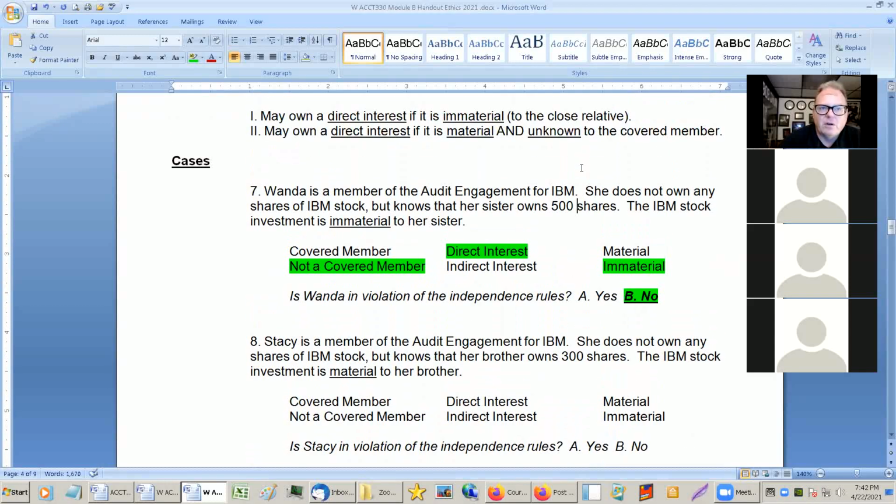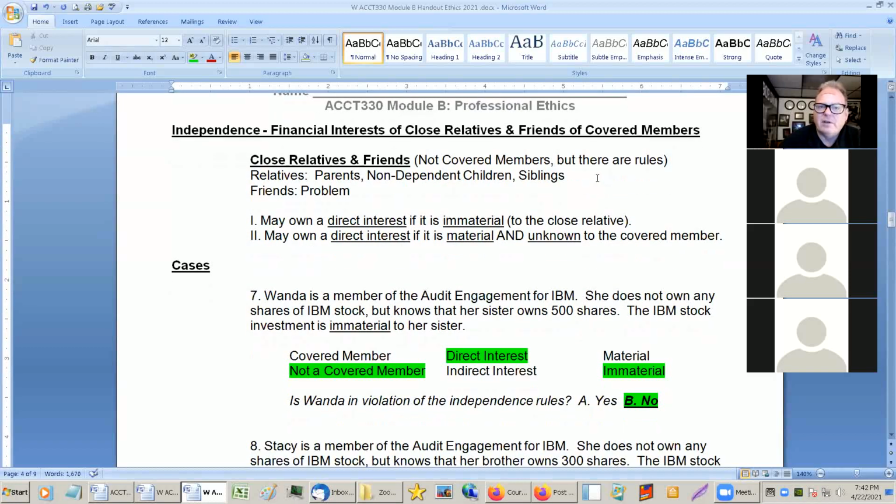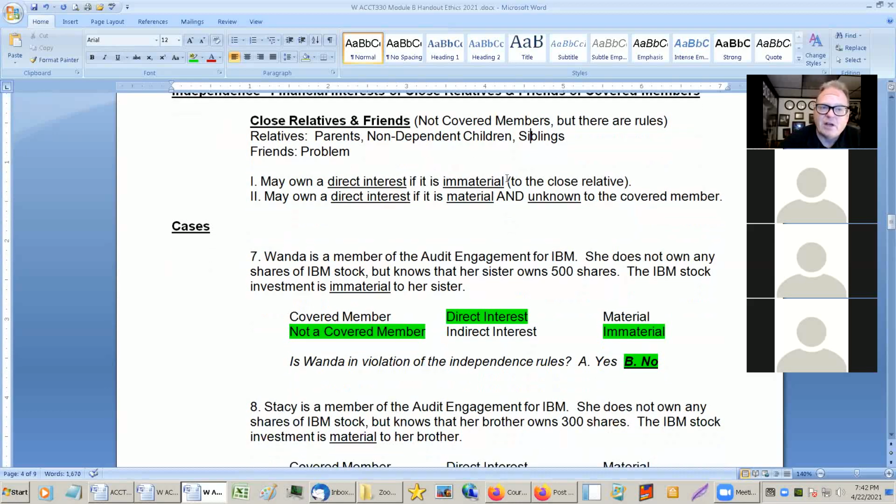But her parents, non-dependent children and siblings, these are not covered members. But there's still rules that impact them. So if they are a parent, non-dependent child, or sibling of a covered member, there's still rules that relate to them. And by the way, these are somewhat controversial, and I'll tell you why in a little bit here.